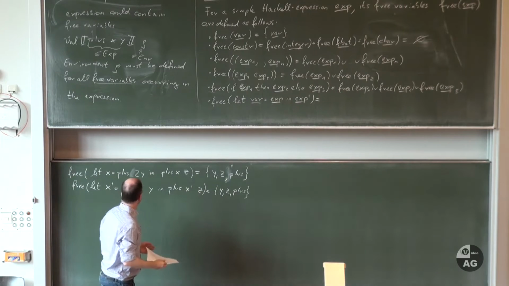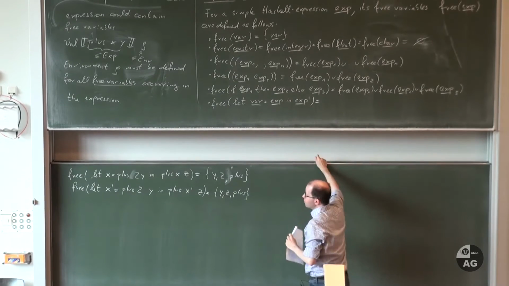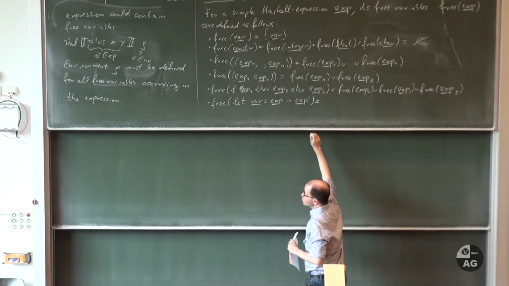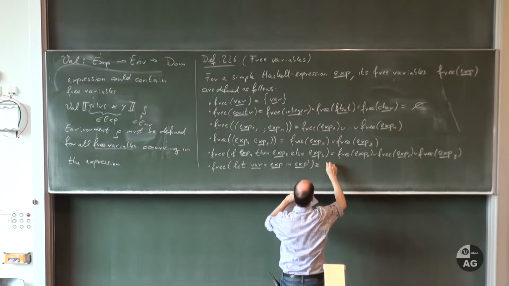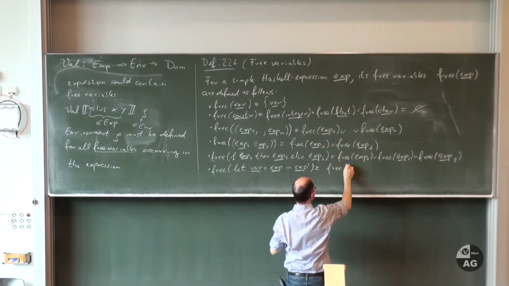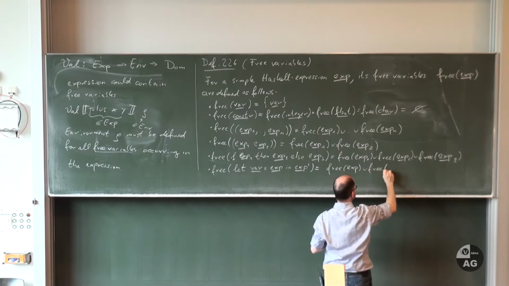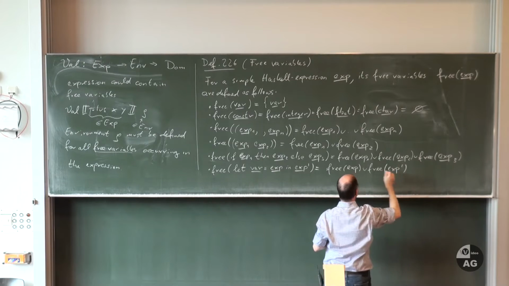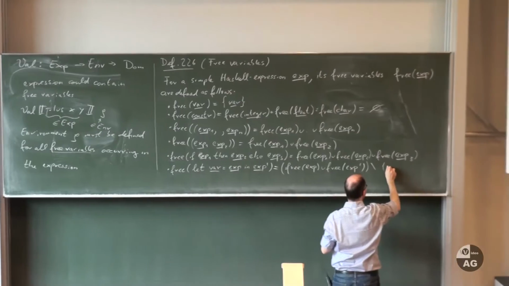So in general, the idea is for a let expression, we take the free variables in x and in x prime, but var should not be free. So we take the free variables from x and the free variables from x prime, but from this set, we omit the variable var.